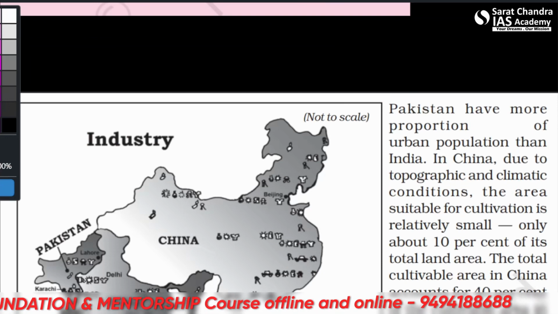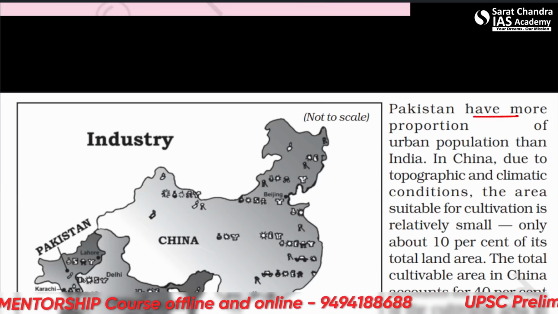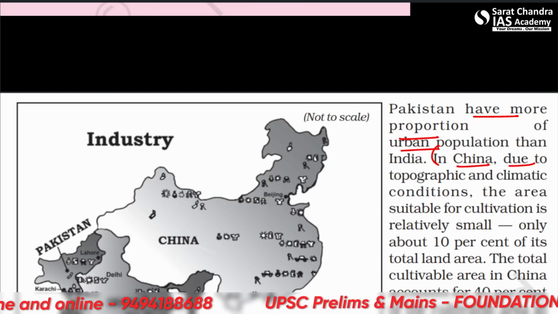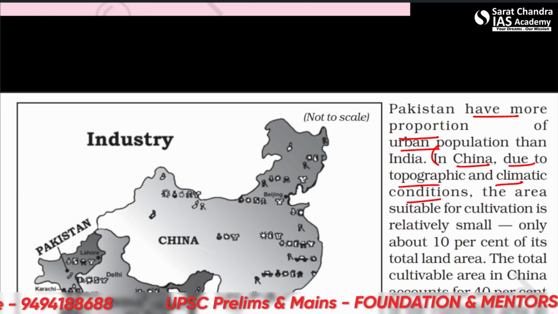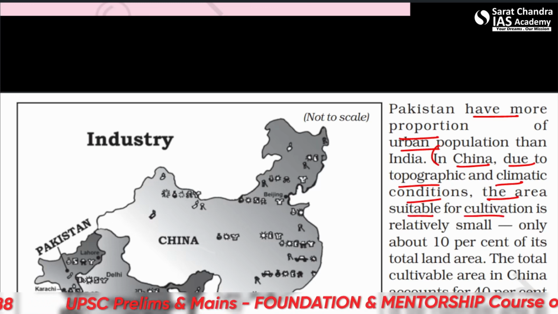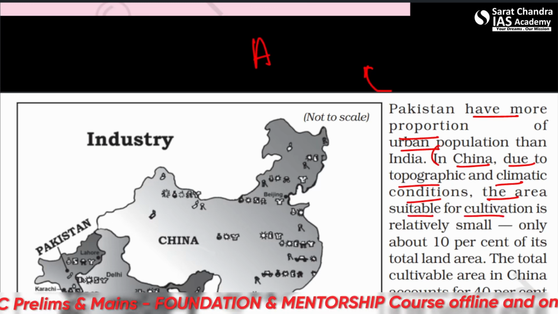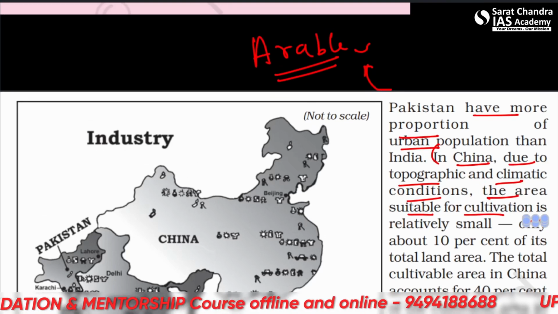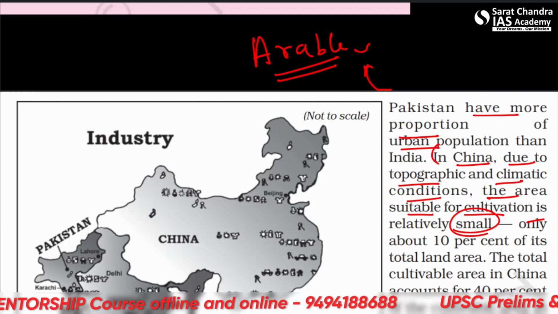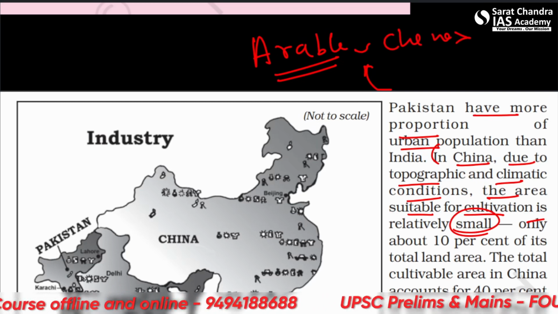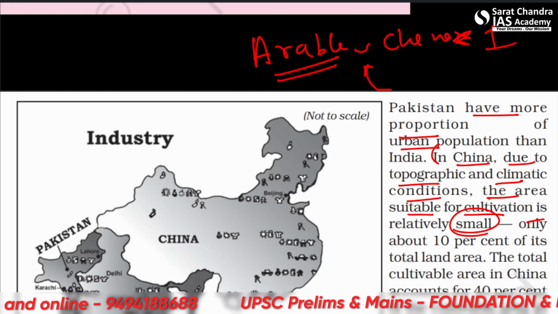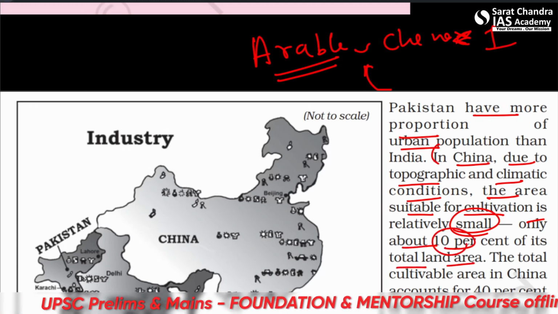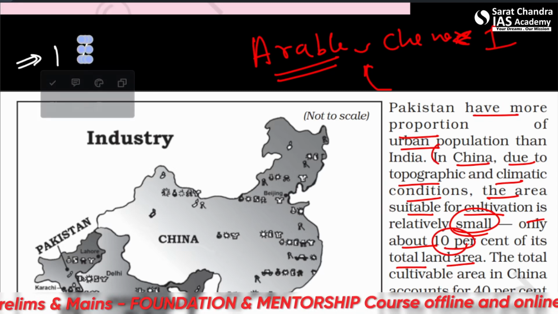So the specific section it talks about China and India is this. Just a second. Okay. So Pakistan has more proportion of urban population. Okay, it talks about China here. So in China, due to the topographical and climatic conditions, the area suitable for cultivation, that is the arable area, is relatively small. So the arable area of China is smaller than India. Only about 10% of its total land area is arable. So this is a figure that you would have known already.